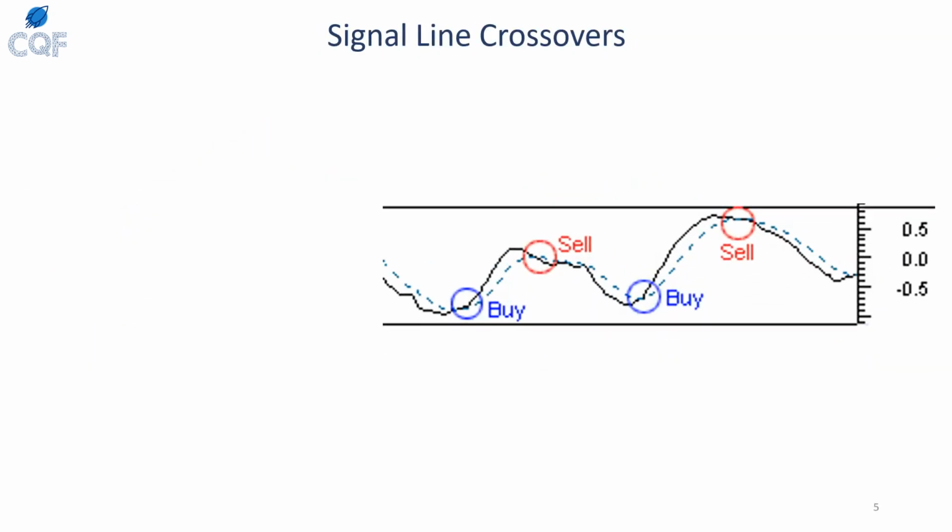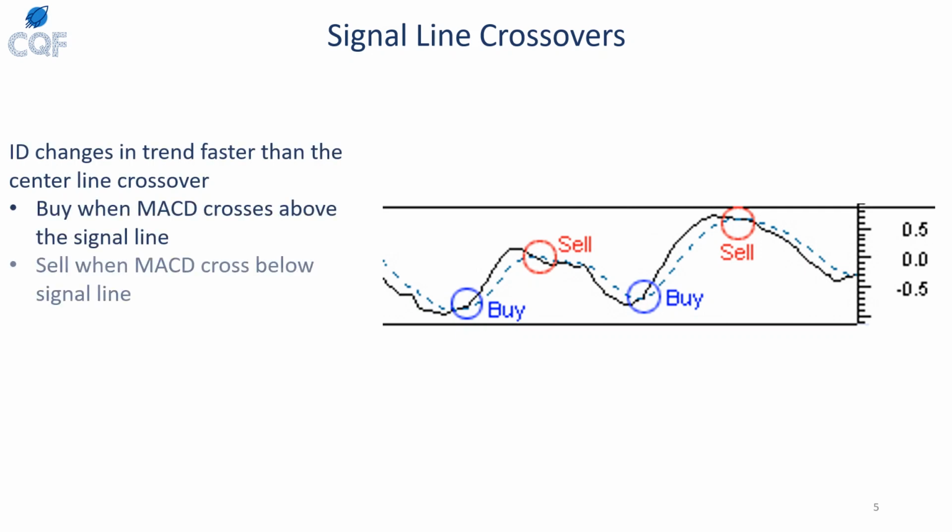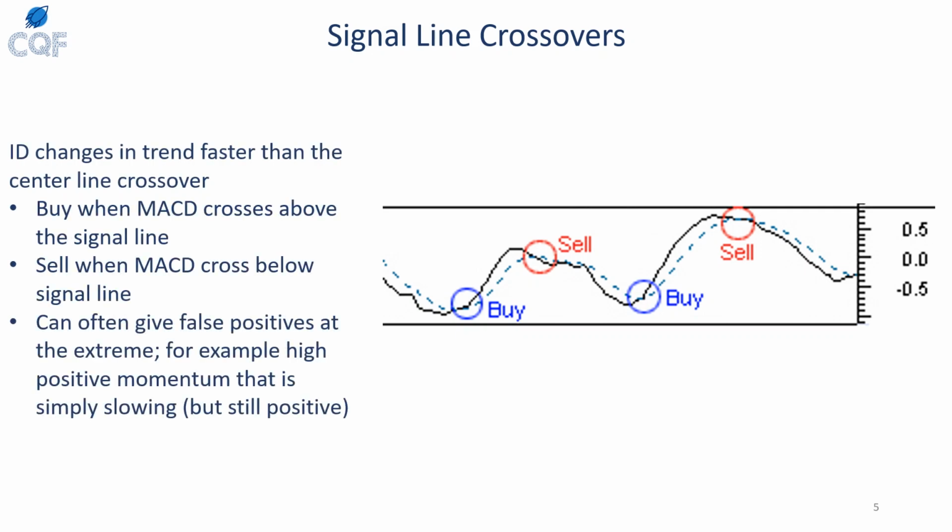Now, if you want to get a little bit faster in terms of identifying trends and potential reversals, you would do what they call signal line crossovers. So here, instead of the center line where the MACD crosses the center line, you're looking at when the MACD crosses the signal line. If it crosses above the signal line, that is bullish. If it crosses below the signal line, that is bearish. It's definitely faster than the center line crossovers, and there's certainly risk here. You can get whipsawed without a doubt. And it also gives false positives in the extremes quite often.